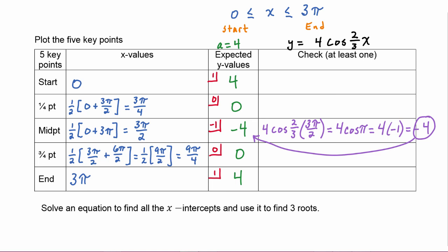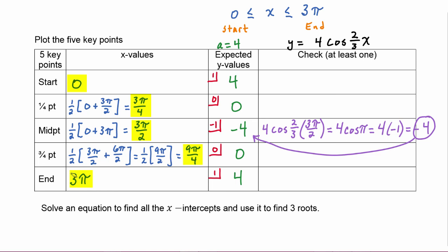Now, in order to plot the points on the graph, you have to think about the scale of the x-axis and the scale of the y-axis. The x values are 0, 3 pi over 4, 3 pi over 2, 9 pi over 4, and 3 pi. One of the suggestions that I will make to you is that you give them all a common denominator, and it will be much easier for you to make your graph.